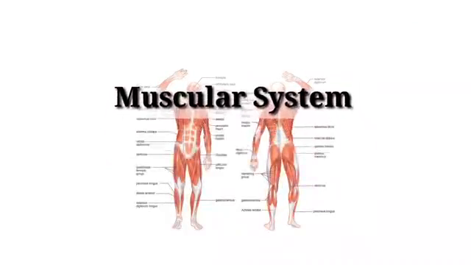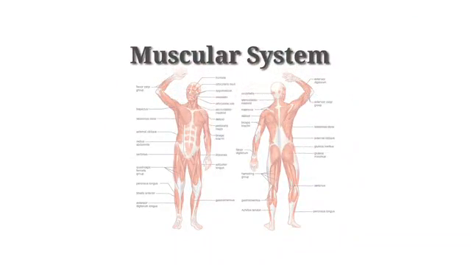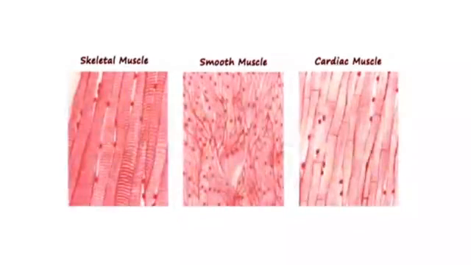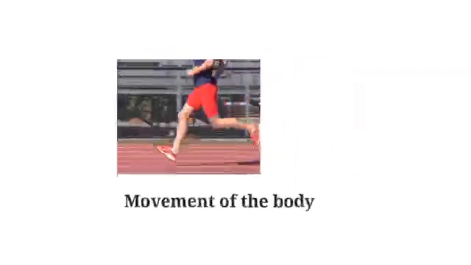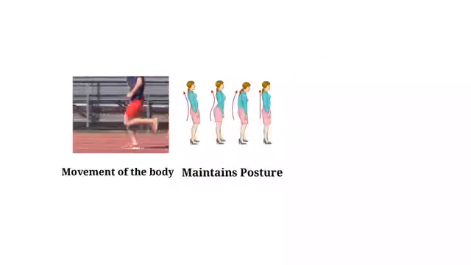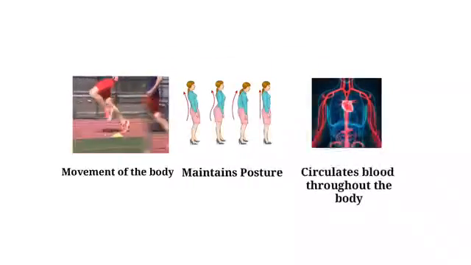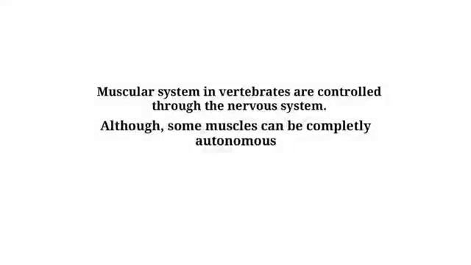The muscular system is an organ system consisting of skeletal, smooth and cardiac muscles. It permits movement of the body, maintains posture and circulates blood throughout the body. Muscular systems in vertebrates are controlled through the nervous system, although some muscles can be completely autonomous.